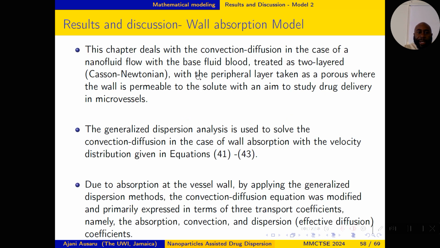And just to summarize, this chapter deals with the convection diffusion in case of nanofluid flow with base fluid blood, two-layered model, Casson-Newtonian, with the peripheral layer taken as a porous region where the wall is permeable to the solute, with an aim to study drug delivery in microvessels. We use the generalized dispersion model as proposed by Gill and Sankarasubramanian in 1970 to solve the equation, and we would have derived our velocity distribution earlier.